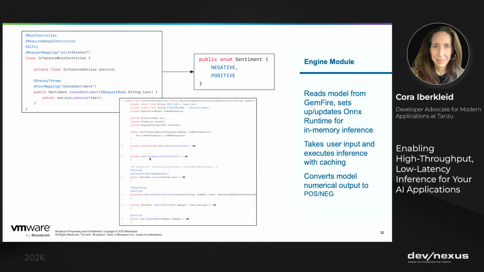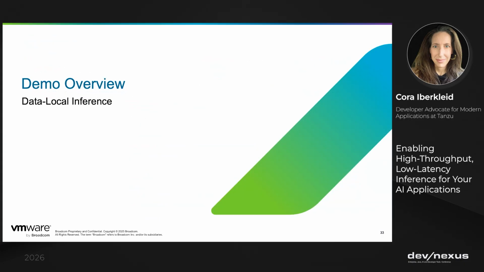And otherwise, it sets up the session, so it does all the ONNX runtime for Java configuration, and finally the execute, where you actually send "I love Spring," and it executes that against the model that it has in memory. So that's all part of the engine module. Okay, so that's use case 1, all right?